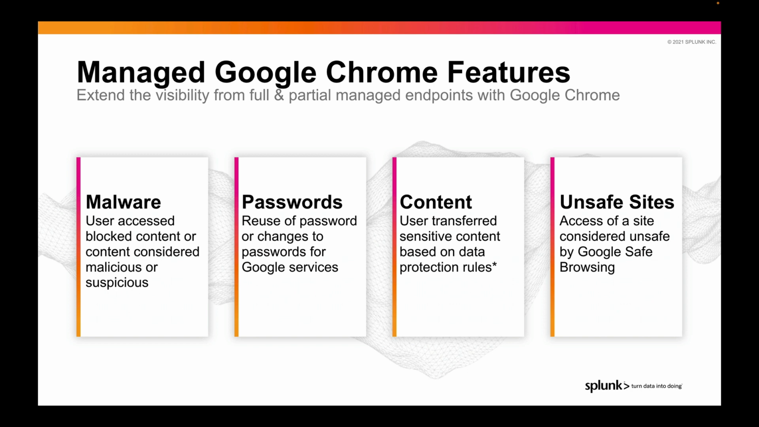We can also see whether or not a user has transferred any sensitive content based upon data protection rules, and some of those capabilities require the BeyondCorp data protection policy service from Google. And then finally, we can get visibility around whether users are visiting unsafe sites, based on whether or not a site is trustworthy according to Google Safe Browsing. So all of this information can be very, very useful data in giving us greater insights into endpoints and endpoint security.